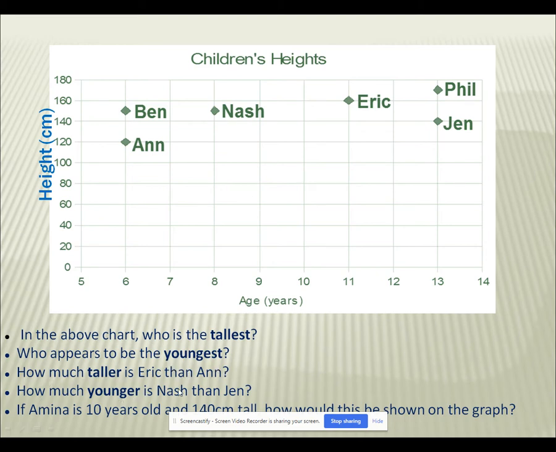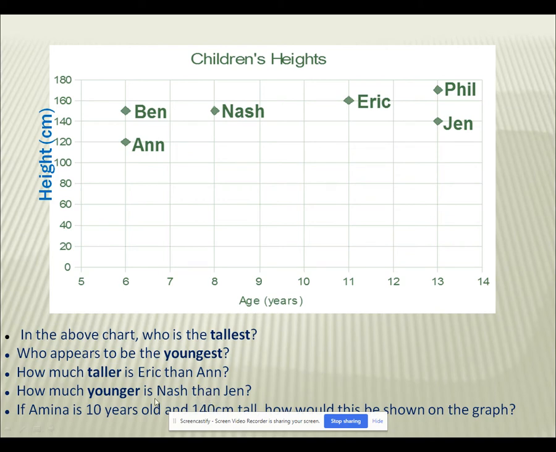How much younger is Nash than Jen? All right, so if you go to Nash, Nash is 8. And then Jen is 13. So how much younger is Nash than Jen? 13 minus 8. Nash is 5 years younger than Jen.